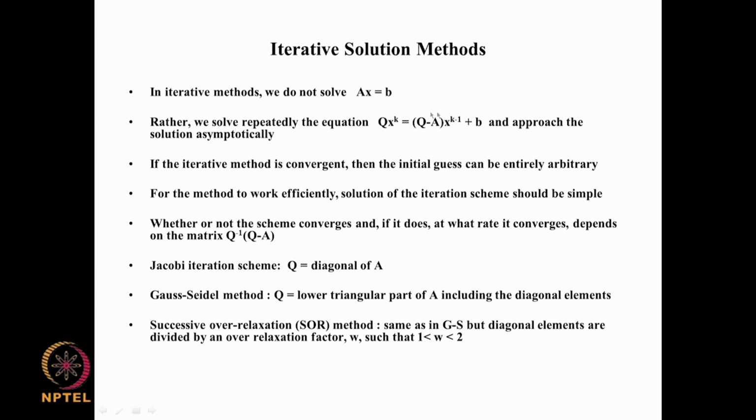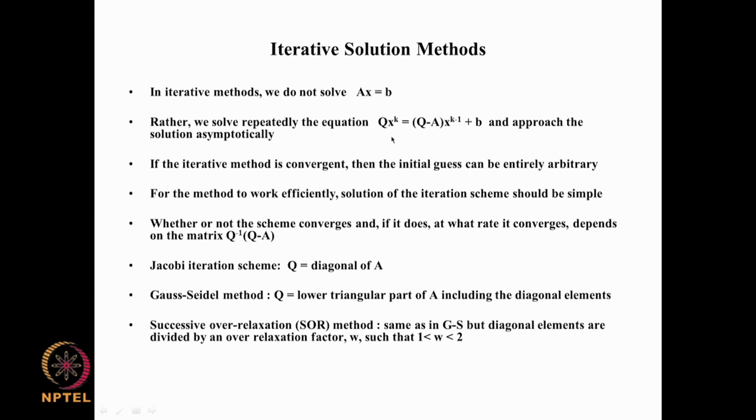In seeking an iterative solution like this, obviously we want this to be convergent. That is the first condition that this method should satisfy for it to work. Secondly, it should be easy to solve because we are solving it many times. And thirdly, it should converge fast. Even though it is easy to solve, if it takes a huge number of iterations to converge, then the overall computational time becomes very large.